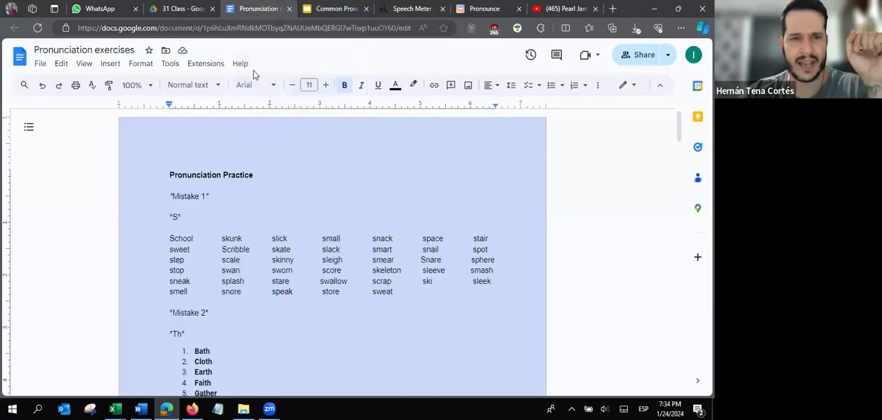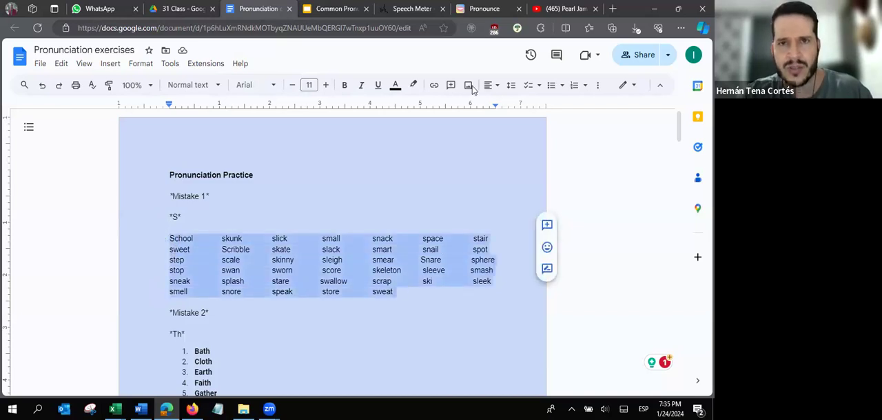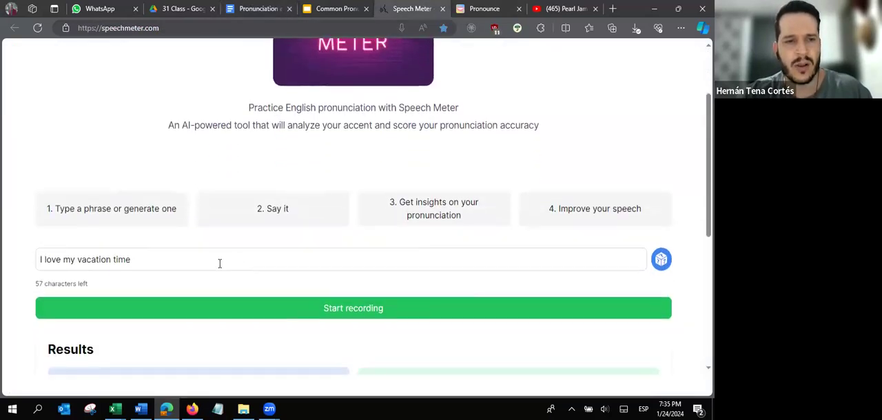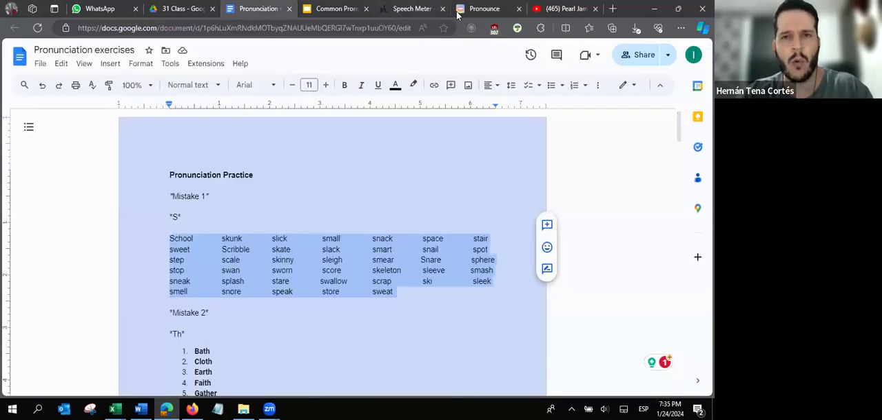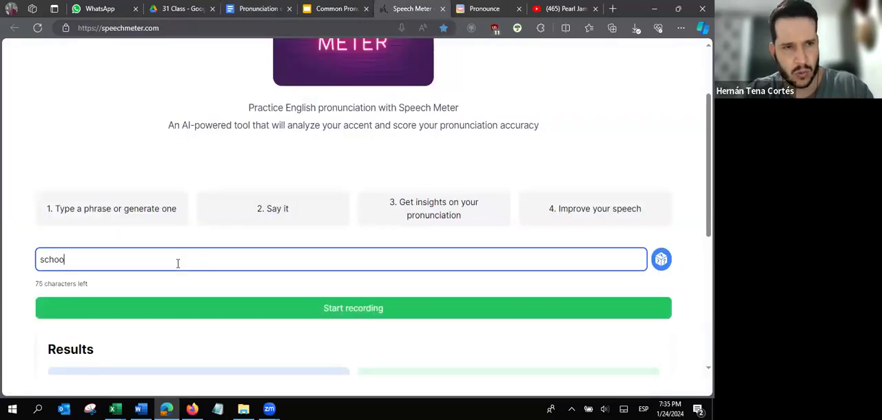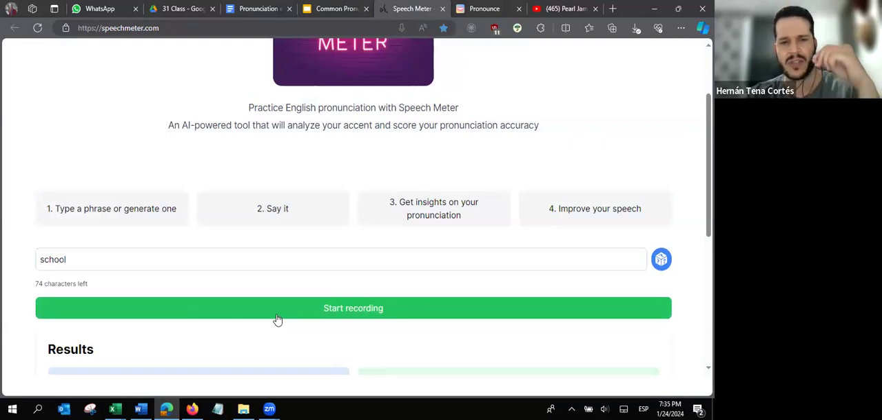How are we going to do this, guys? I am going to share with you these words here. All of these words that you see here are going to be for you to practice words that begin with the letter S. Notice they begin with the letter S, and then they have a consonant. I want you to pronounce these words using this tool, but do not write all of the words at one time. I need you to write one by one, una por una. For example, school. So you're going to go here and you're going to write school, and then you're going to pronounce it.